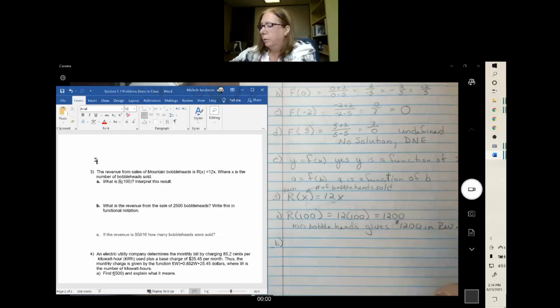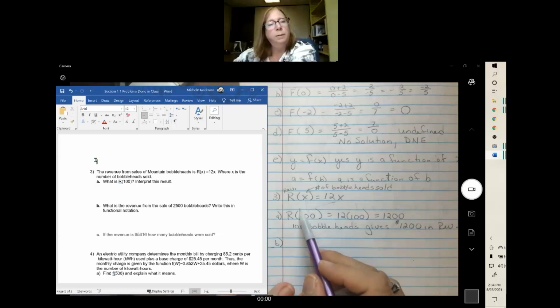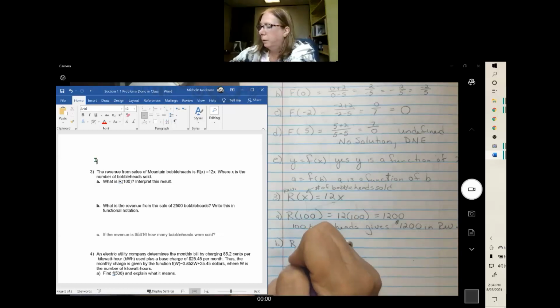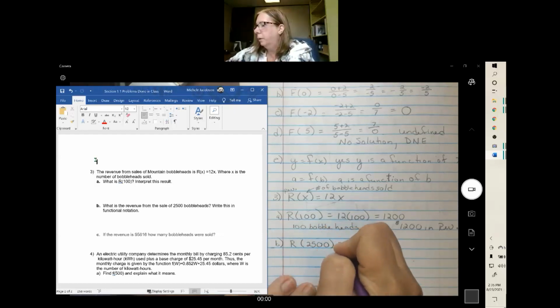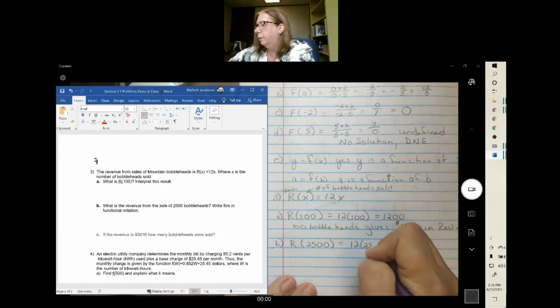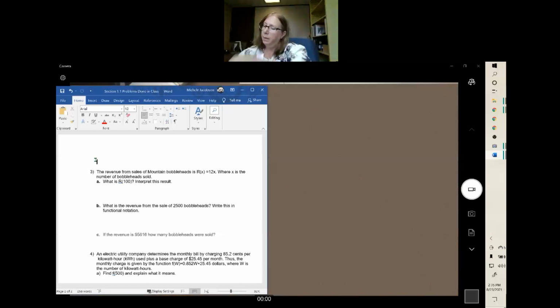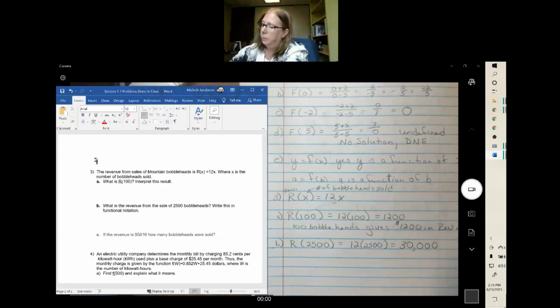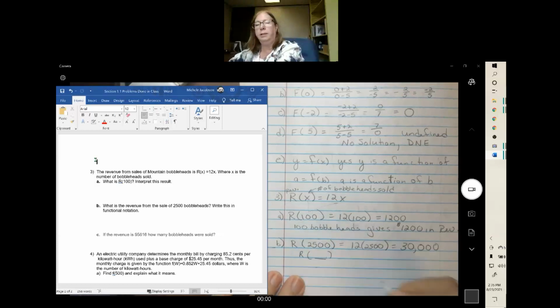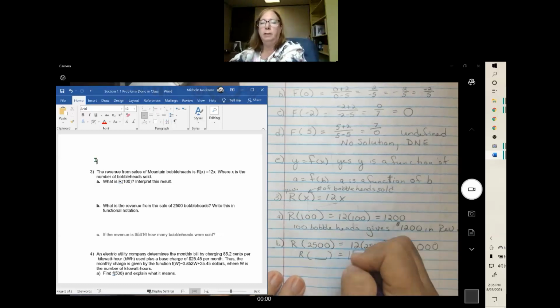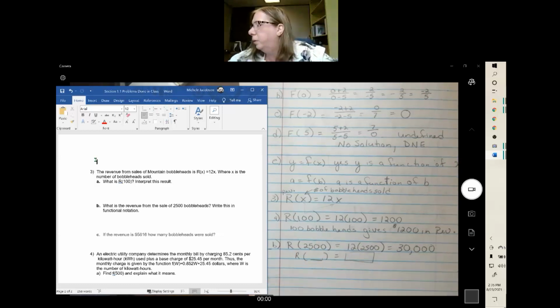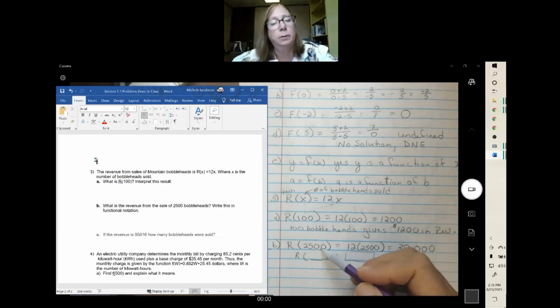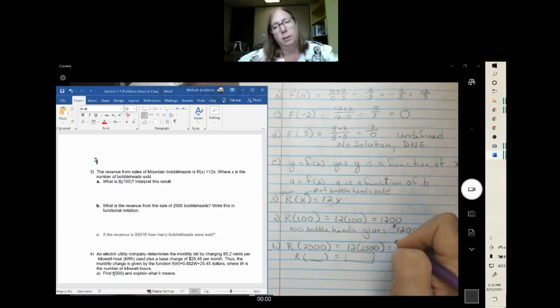Now, when it says to write it in functional notation, they mean to write it like this. R of 2,500 equals 12 times the 2,500, which we said was 30,000. I believe on MyLabs it puts R and then leaves a blank for you to fill in, and then it leaves a square blank here. So you just plug in the two. You put the 2,500 and the 30,000. So if we sell 2,500 bobbleheads, we make $30,000 in revenue.